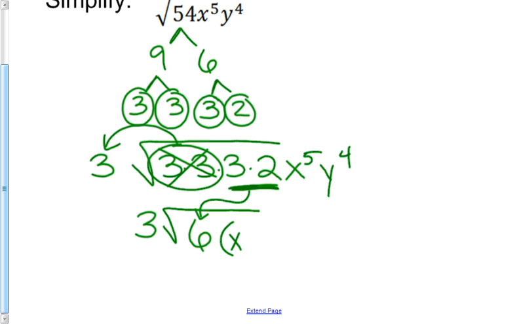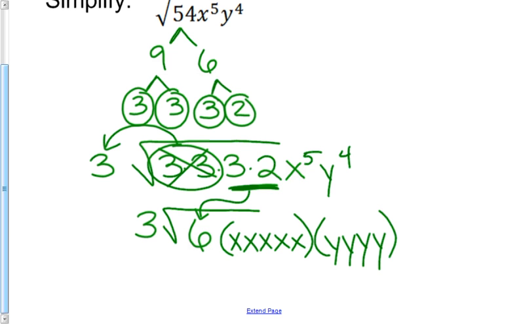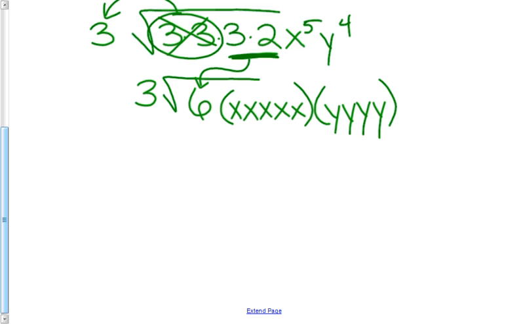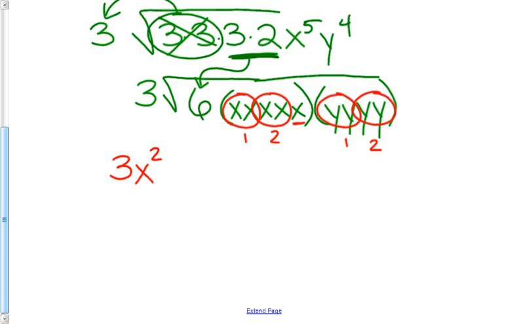Well, I want to break these down too. So x to the 5th means I have 5 x's being multiplied together. Y to the 4th means I have 4 y's being multiplied together. So I want to look and say I can make 2 pairs of x's with 1 left over. And I can make 2 pairs of y's with none left over. So from each of those pairings, I can pull that many x's out. So I can pull 2 x's out, so I have 3x squared. And I can pull 2 y's out, so I also have y squared.